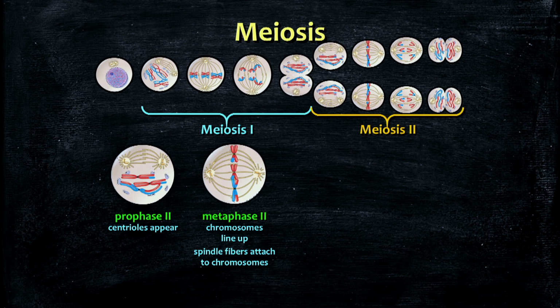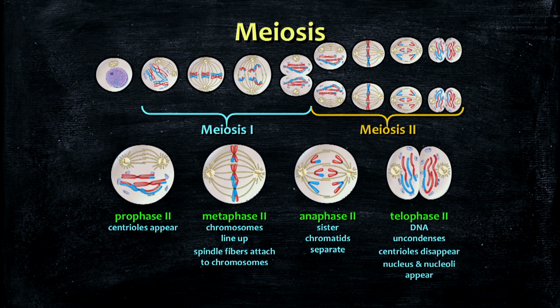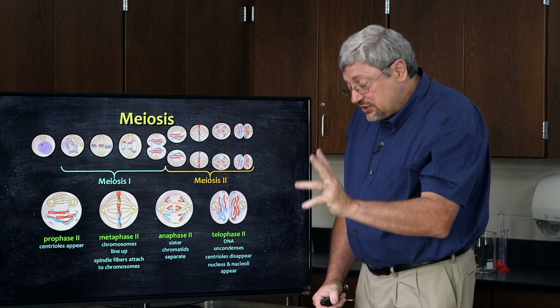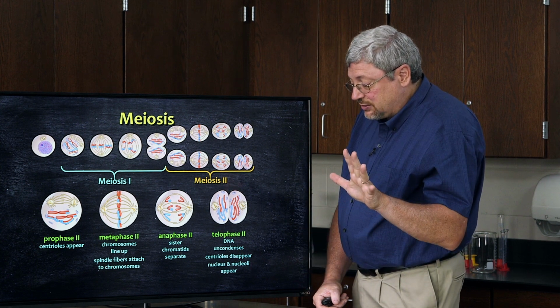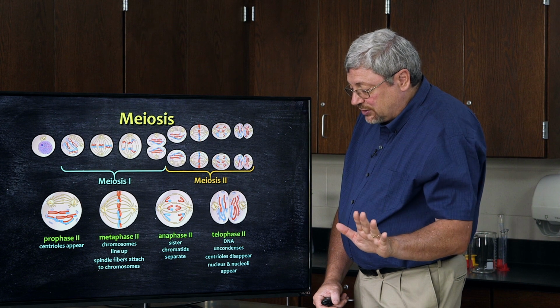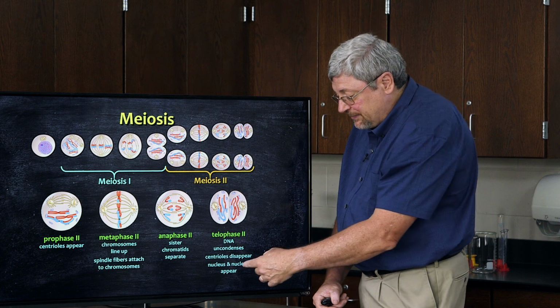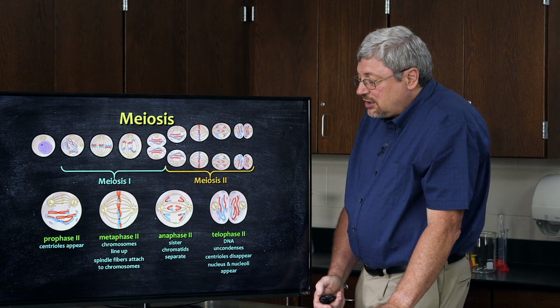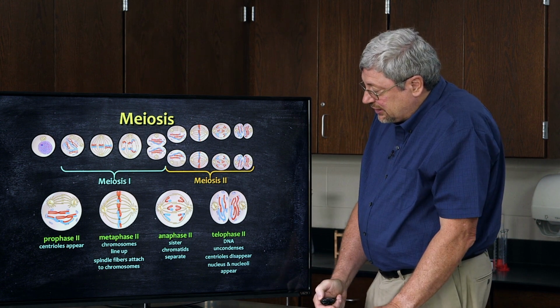In metaphase 2, the chromosomes again line up at the center of the cell, spindle fibers attached to them. Anaphase 2, the sister chromatids are separated, just like in mitosis. In telophase 2, very similar to telophase 1, the DNA now uncondenses, and it disappears under a microscope. Centrioles disappear, they're no longer needed. The nuclear membrane appears around each end of the cell. Nucleoli begin appearing, and we're in a position now where the cell can grow to become its full size.